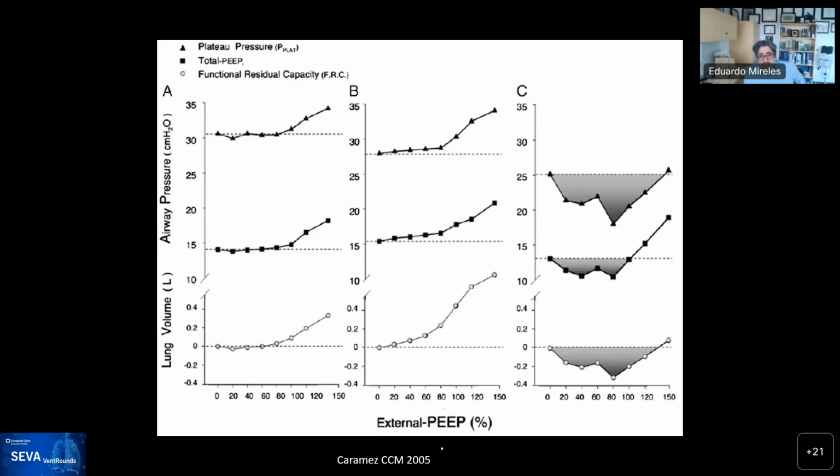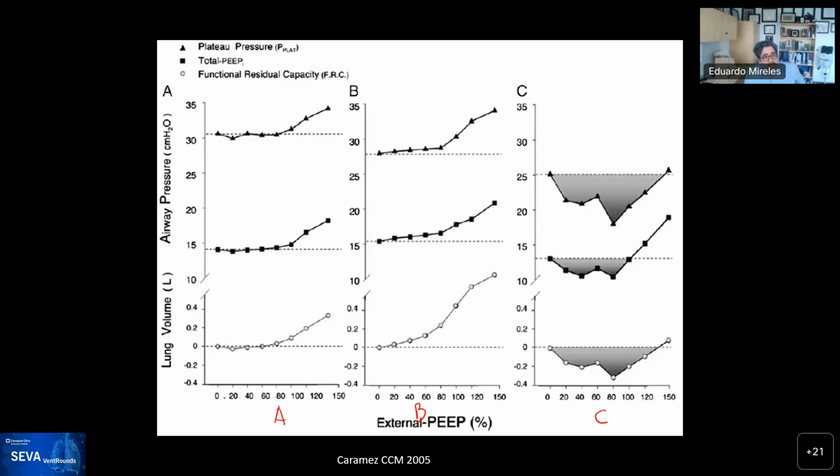This is the plateau pressure over here. Sorry, the plateau pressure is these little triangles. As we increase the PEEP from 0, this is the percent of the external PEEP. In this patient it was 12 or 10, that would be 100% of the external PEEP that we are applying. You can see as we started going up on the PEEP, the plateau pressure remained stable, and then suddenly it started going up, which is consistent with the fact that we started to distend the patient.